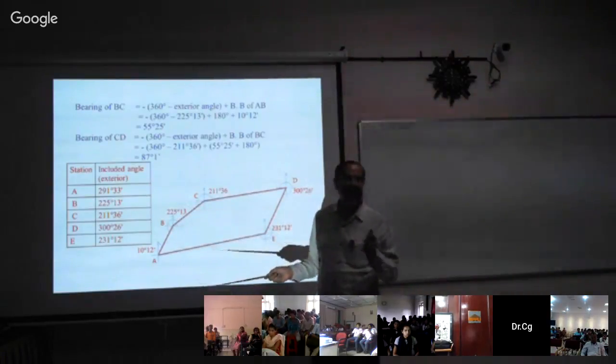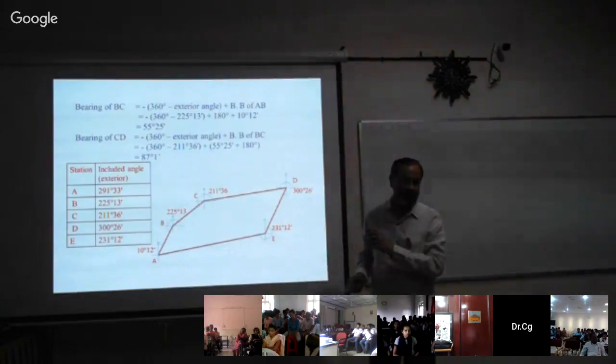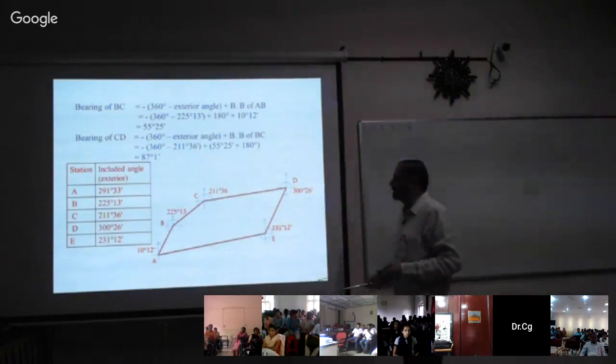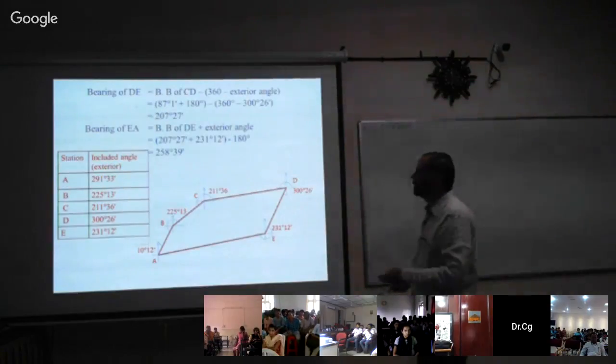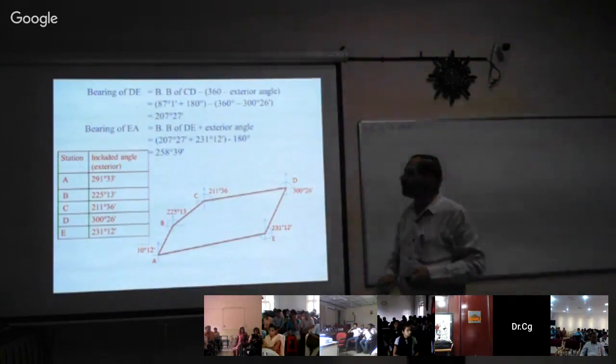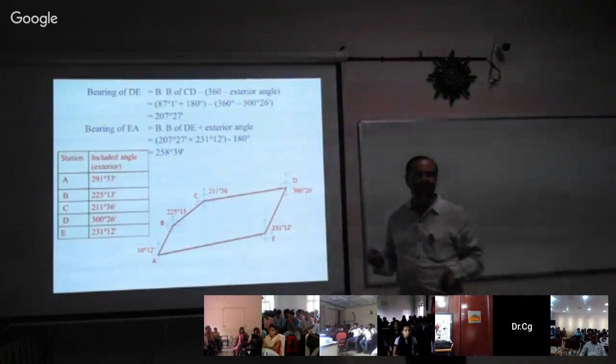Isn't it? A simple arithmetic calculation. Please calculate this. I have given the solution also, so please go through this. It is a very simple calculation, and there is not much problem in that.